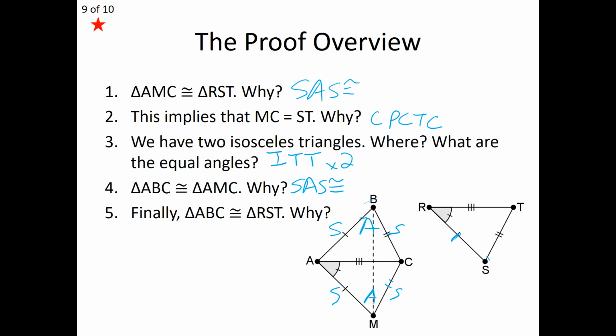Which we can then follow into the very last step, which is I now know that triangle ABC and triangle RST are in fact congruent to each other. And here's why. In my step 1, I have triangle AMC congruent to triangle RST. And in step 4, I have triangle AMC also congruent to triangle ABC. Well, what do we call two triangles that are congruent to the same third triangle? We also call those two triangles congruent. Why? Because of our relationship of transitivity of congruence.